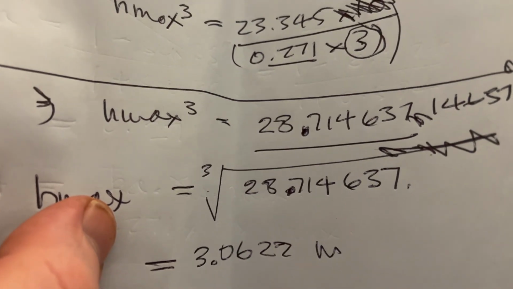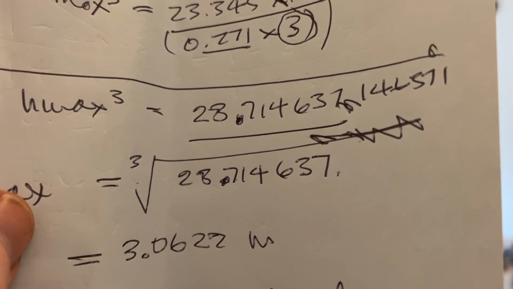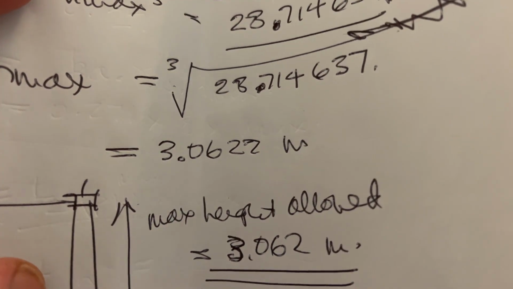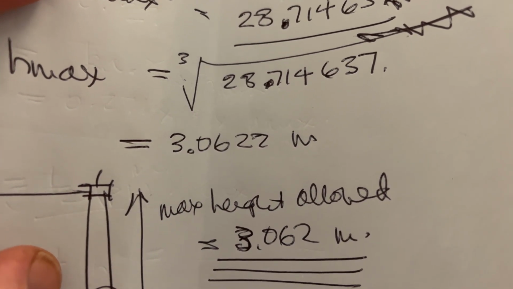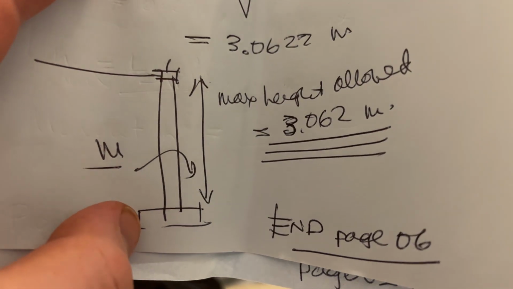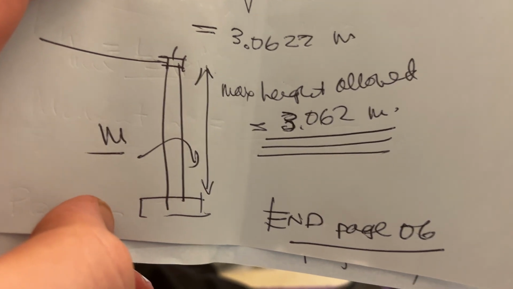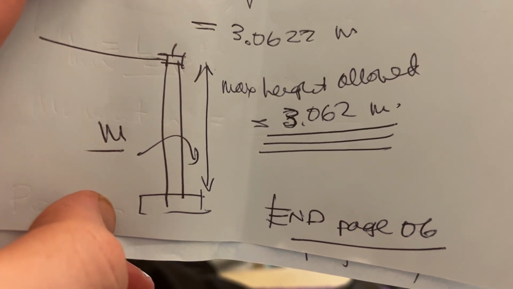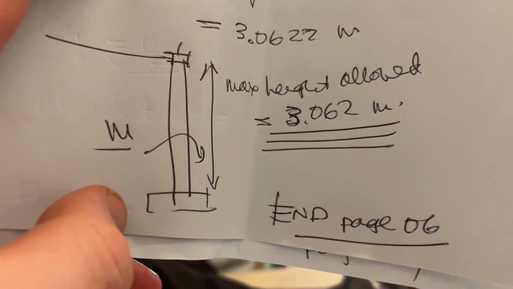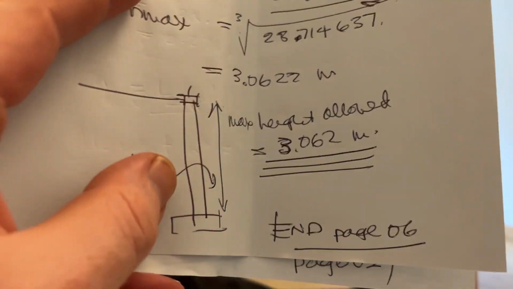So therefore, H max to the power of 3 is 28.7143. So H max is the cubic root of 28.7143, which equals 3.062. So the maximum allowable height equals 3.062 meters. The maximum height of the wall is 3.062 meters for the pre-stress allowable. And that is the solution, which I checked in the book, and it is correct.